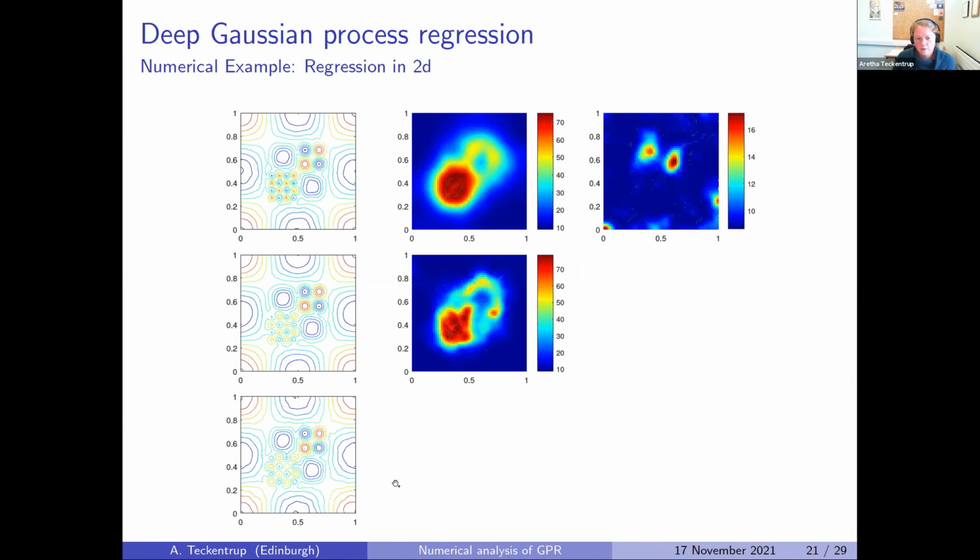Right? And you can see already visually again that the deep Gaussian process with 3 layers is actually able to capture this a lot better, and particularly these fine scale features that you have here is something that you cannot capture at all with the standard Gaussian process.